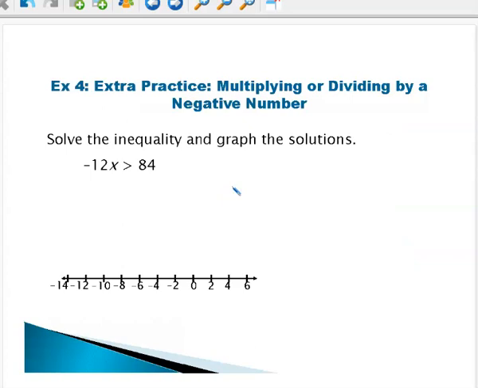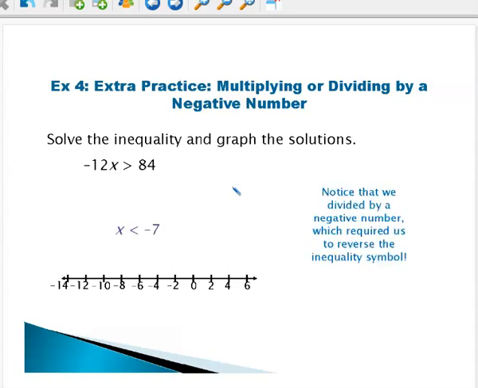I'll let you work this one on your own. Go ahead and pause the video. Okay, let's see what x is. It can be less than -7. And when we graph it, we have an open circle because it's less than, not less than or equal to. And we shade it to the left.